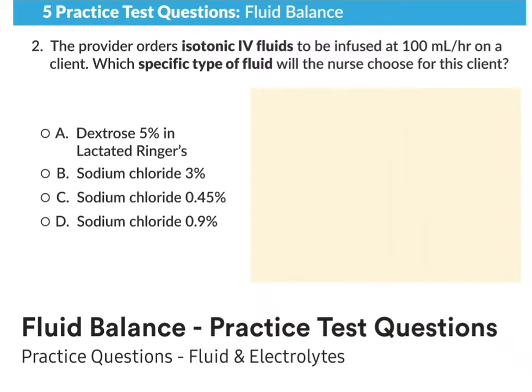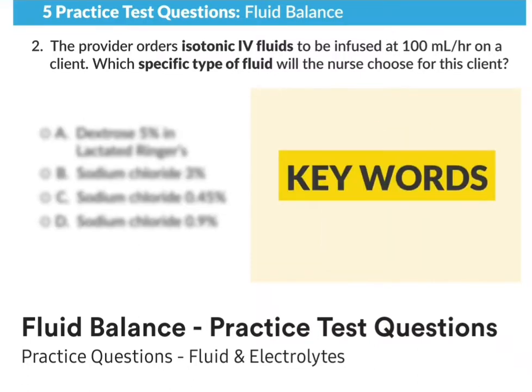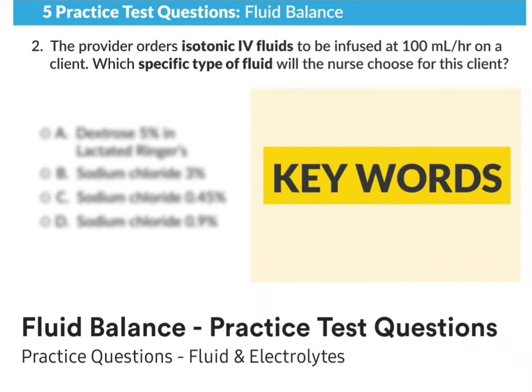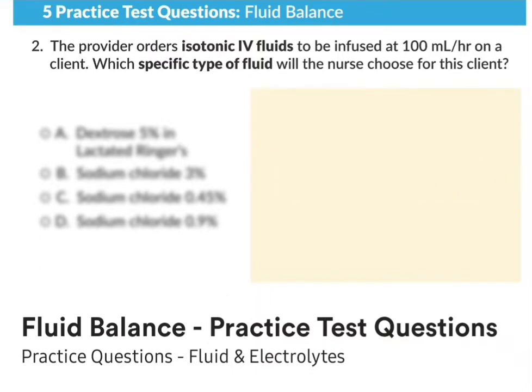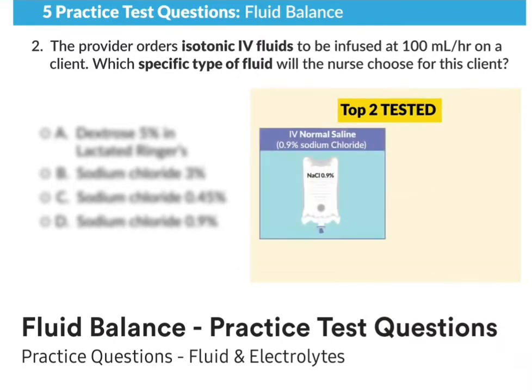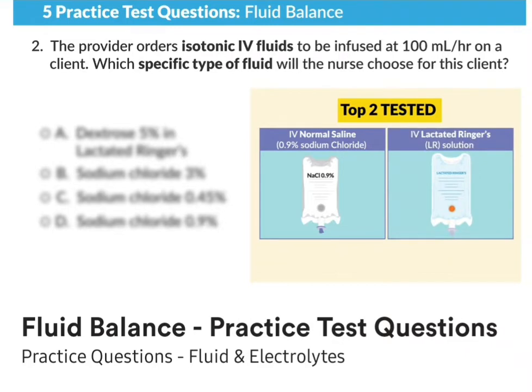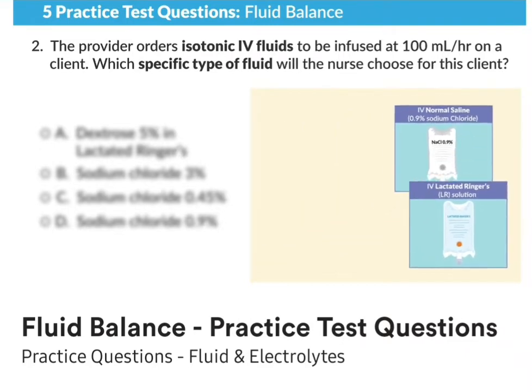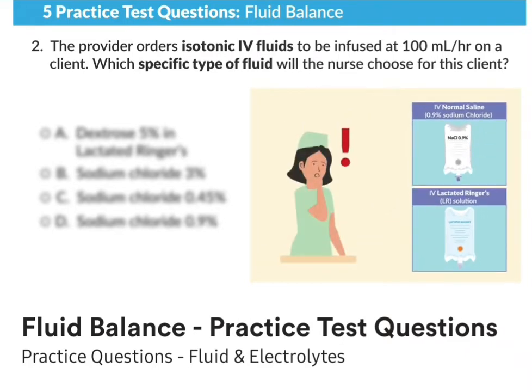Okay, let's break it down. Before looking at the options, always consider the key words here. So the first key word is isotonic solutions. Remember, the top two tested are 0.9% sodium chloride, that normal saline, and LR, that lactated ringers. So this is more of a knowledge-based question. But if you know the other solutions, then it could be easier.